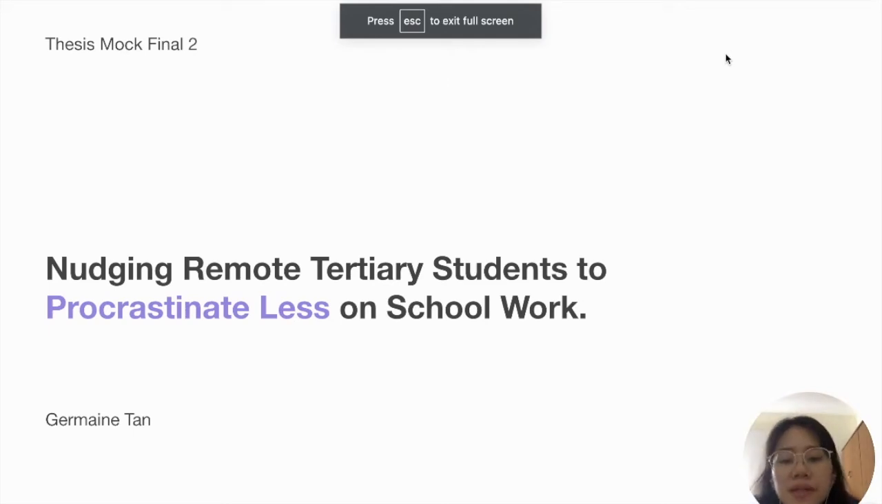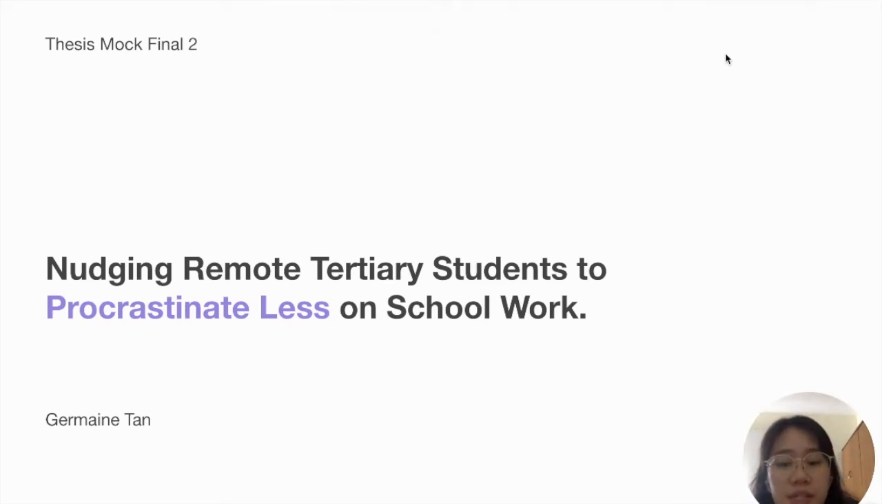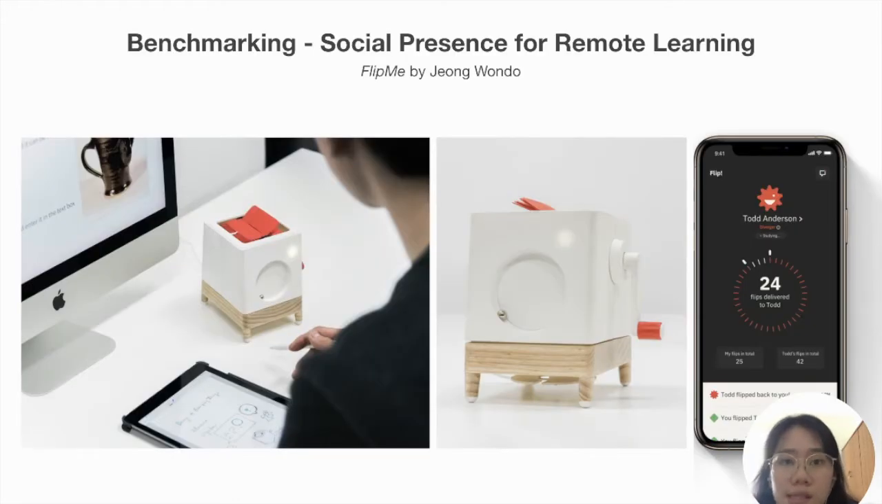Hello, my topic is about nudging remote tertiary students to procrastinate less on schoolwork. So, benchmarking wise, this is Flip Me by John Wando. His device aims to replicate social presence for remote learning, except his nudging mechanism involves the turning of a crank handle, flipping of papers, and also rolling balls, which can be very distracting. So, for me, I aim to do something with a similar effect, but the interactions should be in the periphery.